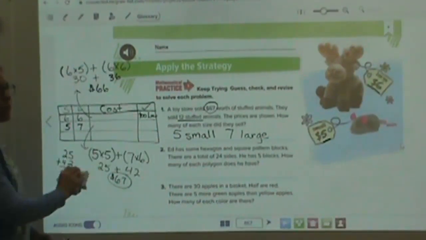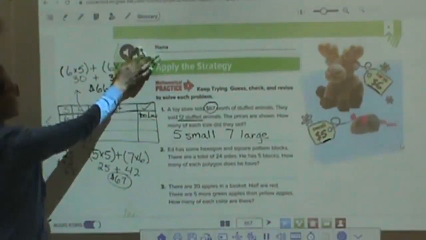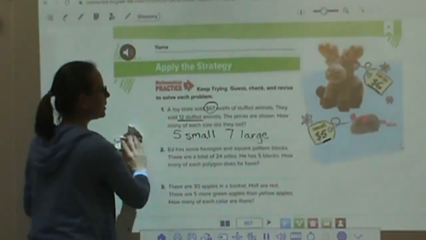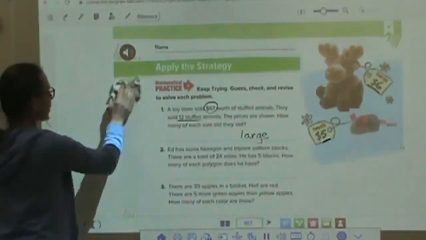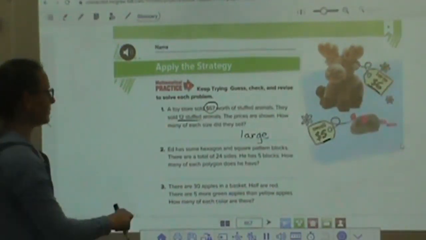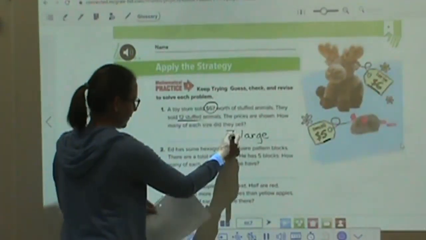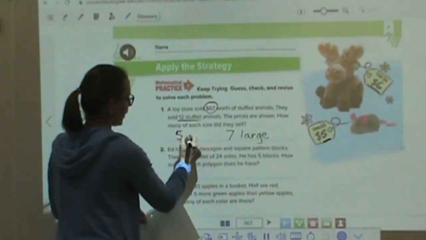I'm going to go ahead and erase just so I have more space to show you. You can get another piece of paper if your book is getting filled, or you could just work out in the margin if you have more room. I'm going to go ahead and write that again. This should be, was it 7 large, 5 small?